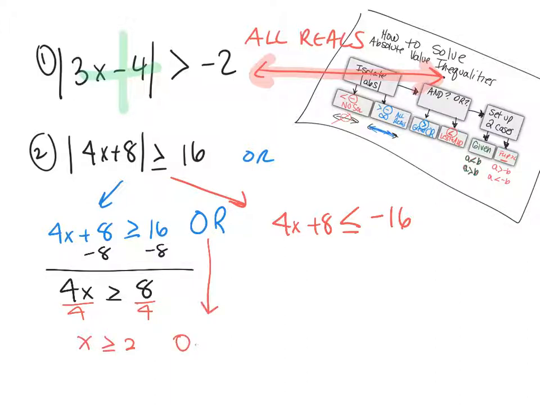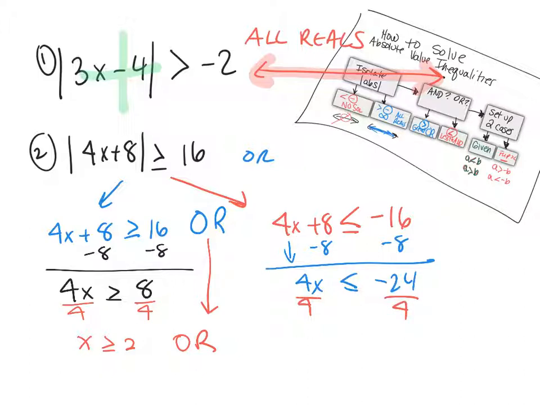It's an or inequality, so I'm going to rewrite the word or. And then for the second one, you subtract 8 on both sides, and you get 4x is less than or equal to negative 24. I'm going to divide by 4, not by negative 4, but by 4, so I don't have to flip symbols. And I get x is less than or equal to negative 6. Now I have my inequality, which I have to graph.